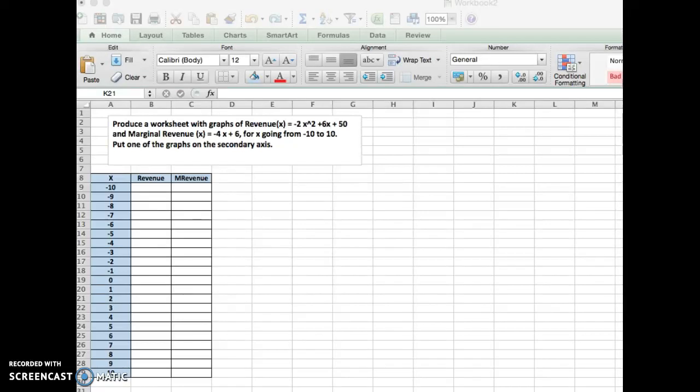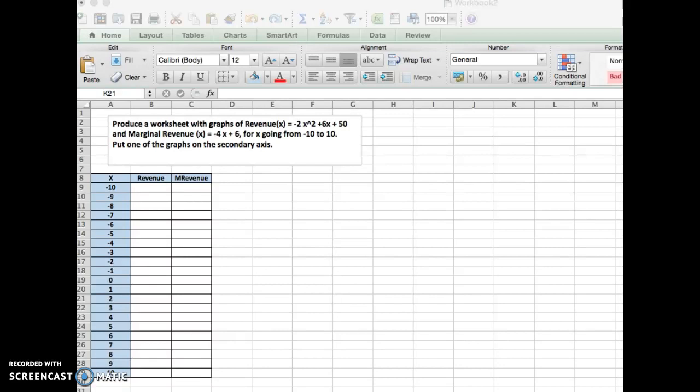This was in answer to some questions about how to set up a graph when you have two data sets that have very different scales. So the problem that you'd been asked to work on was one for revenue and marginal revenue.